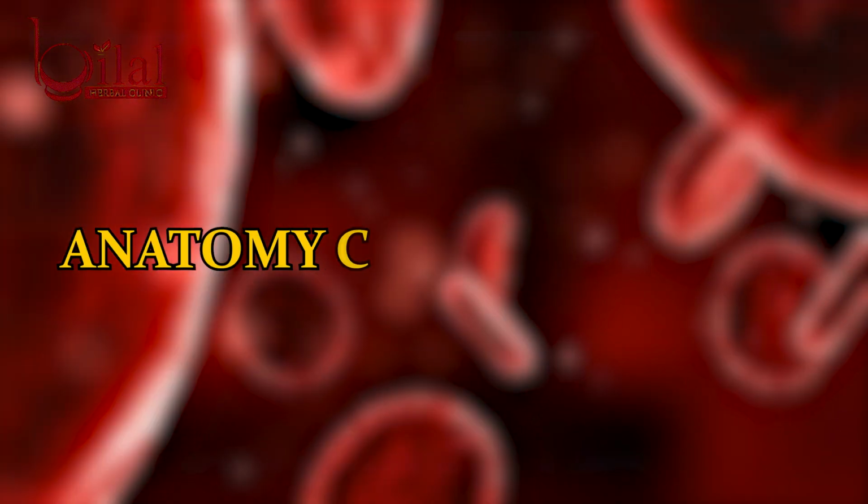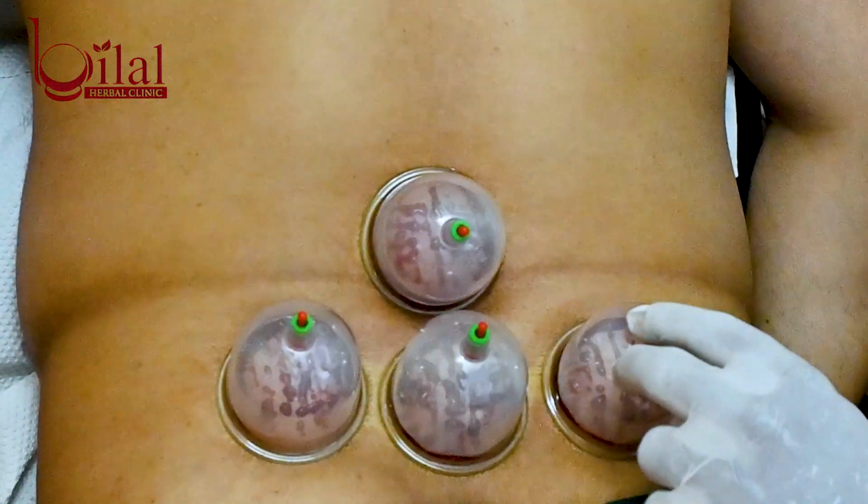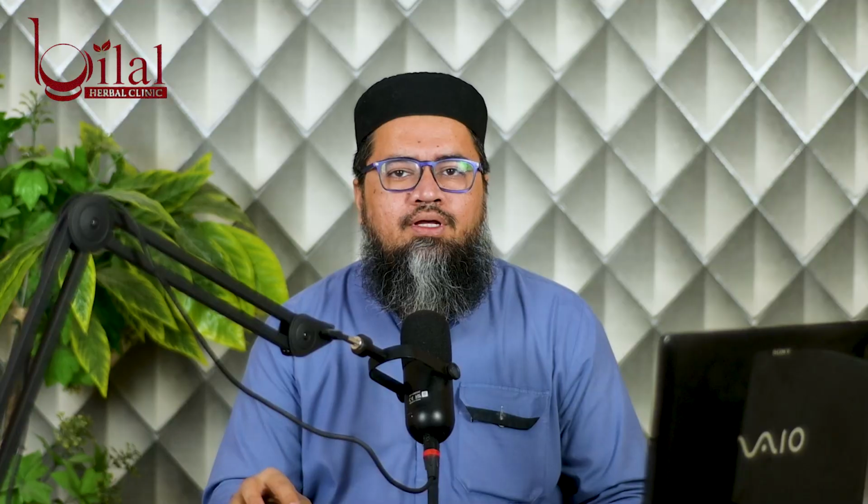Today we are going to discuss the anatomy and physiology related to blood, because in this series we are discussing those topics which are very important to perform hijama correctly. You know that through hijama we extract the toxin containing blood. So we should also know about the normal blood, or the fresh blood, which is circulating in our body.